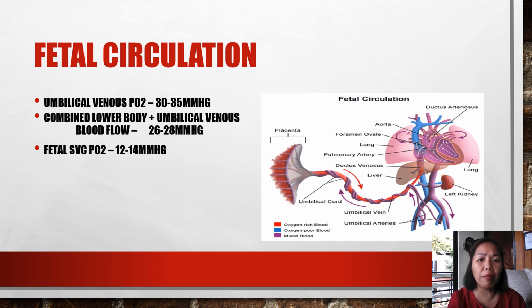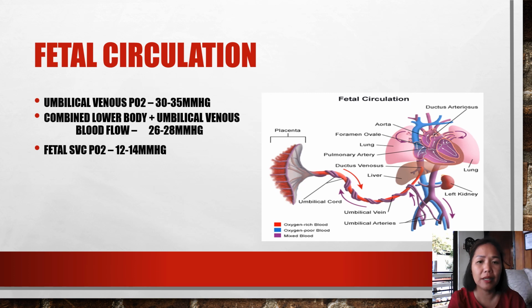The combined lower body plus umbilical venous blood flow goes to the right atrium and is preferentially directed by a flap of tissue at the right atrial inferior vena cava junction, called the Eustachian valve, then across the foramen ovale to the left atrium. This is actually the major source of left ventricular blood flow, as pulmonary venous return is minimal. Left ventricular blood is then ejected into the ascending aorta, where it supplies predominantly the fetal upper body and the brain.